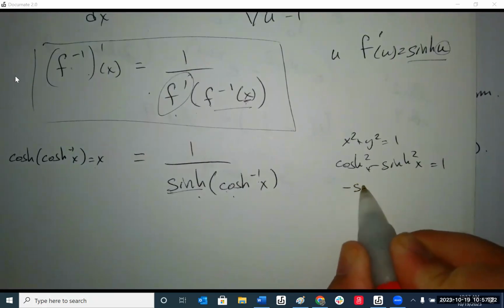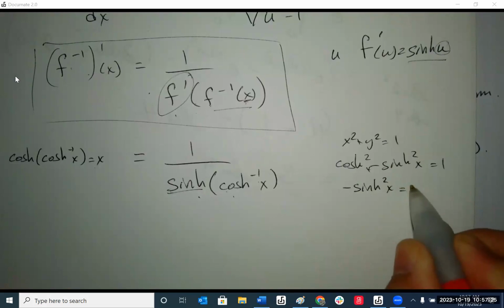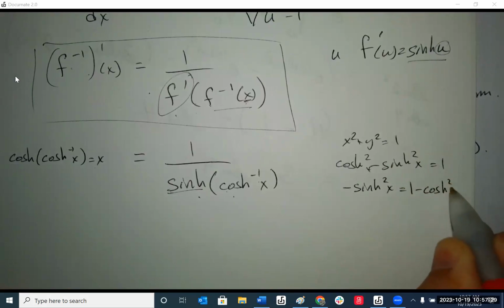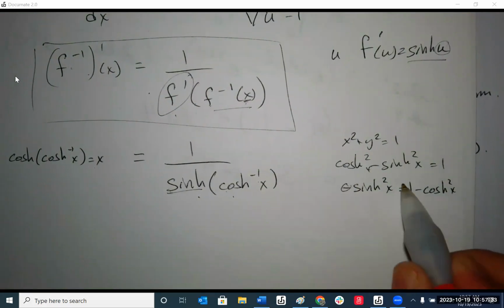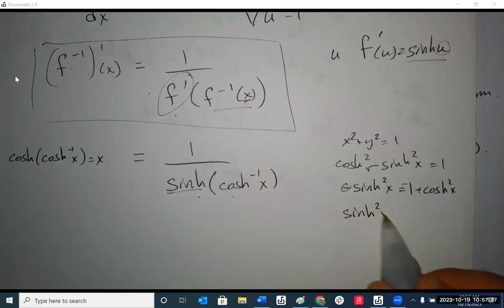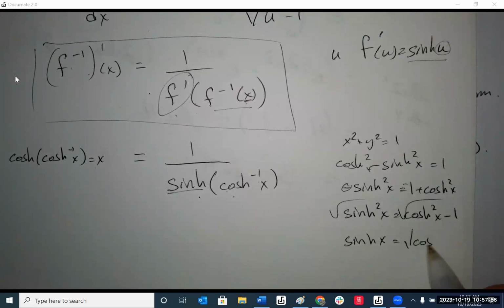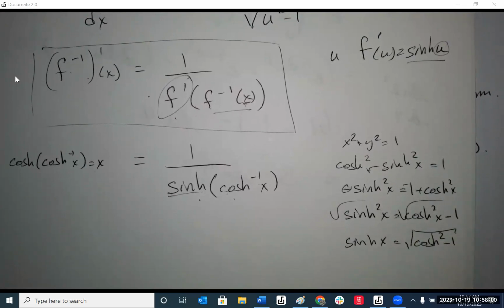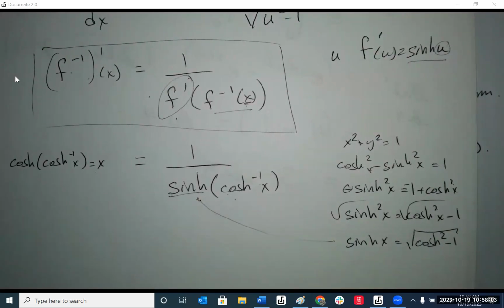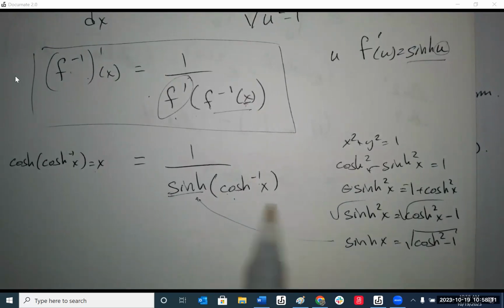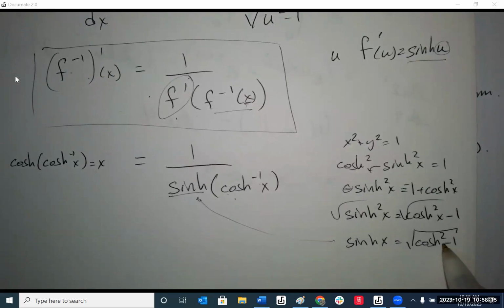So that would equal negative sine squared x is equal to 1 minus cosh squared x. Change the signs. So we have sine squared x equals cosh squared x minus 1. Square root both sides. Sine is equal to the square root of cosh squared x minus 1. So that can go into there now, wherever I see an x in there.